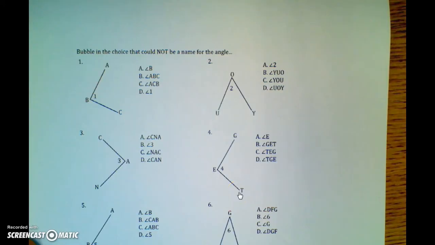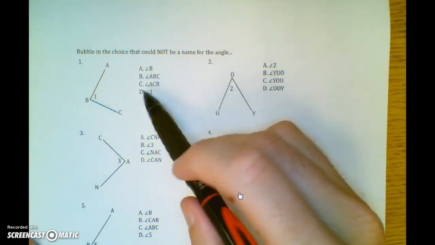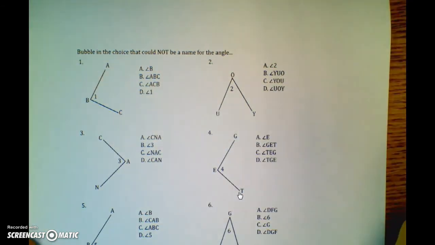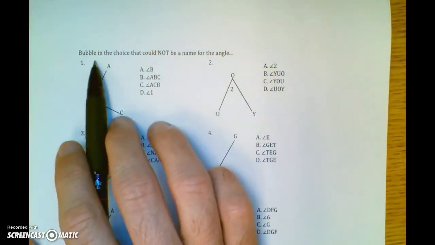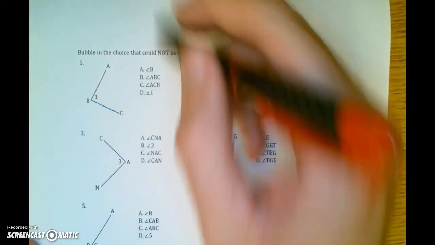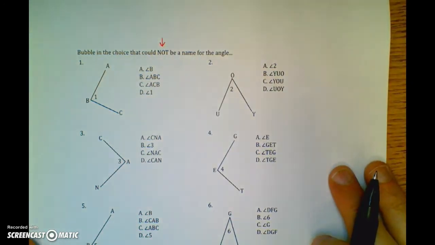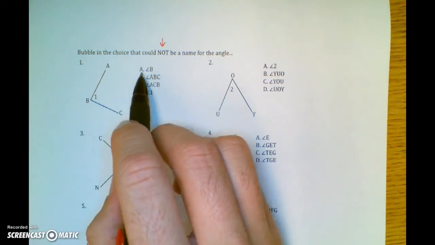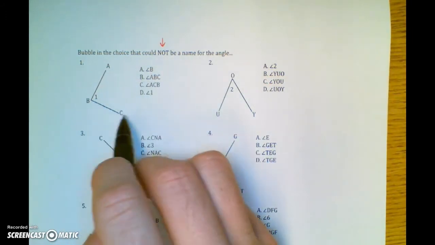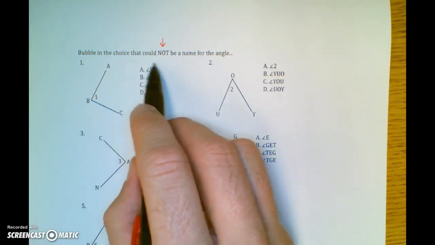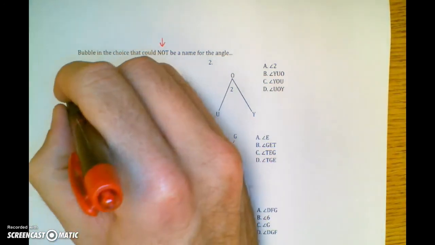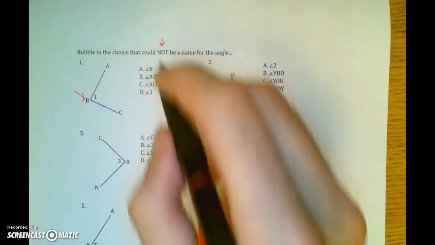So let's look at some examples. I'm going to do the first two with you, and then you can try the rest on your own. Let's say I give you this angle, and it says bubble in the choice that could not be a name for the angle. So I want one that does not work. So the first choice for this number 1 is angle B. Can I name this angle B? Well, remember, if you're going to use one letter, it has to be the vertex. Is this point the vertex? It is, so that one's okay.